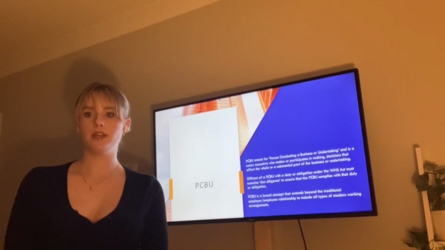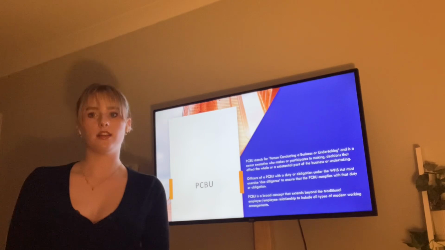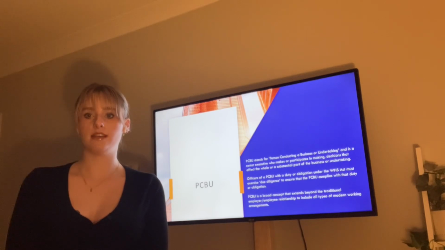Officers of a PCBU with a duty or obligation under the WHS Act must exercise due diligence to ensure that the PCBU complies with that duty or obligation. They must do what is reasonably practicable. PCBU is a broad concept that extends beyond the traditional employer and employee relationship to include all types of modern working environments.